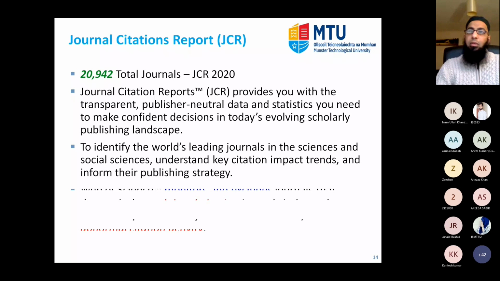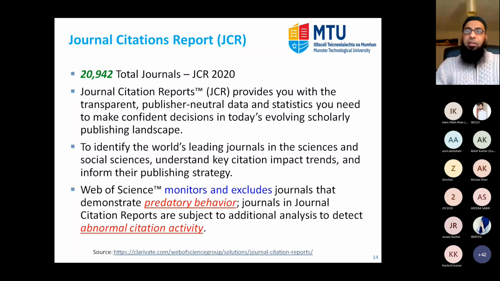Now, more specifically, when we talk about the Journal Citation Report, or in simple words JCR, it is issued each year, and it provides you transparent, publisher-neutral data and statistics so that you can make confident decisions in today's evolving scholarly publishing landscape. It helps you identify the world's leading journals in science and social sciences. By utilizing their data, you can understand key citation impact trends and inform your publication strategy. Not only do they provide the data, but they also monitor and exclude journals that demonstrate predatory behavior. So journals which are not enforcing ethical practices, they also monitor those journals, and they have more than 20 criteria for the indexing of journals.